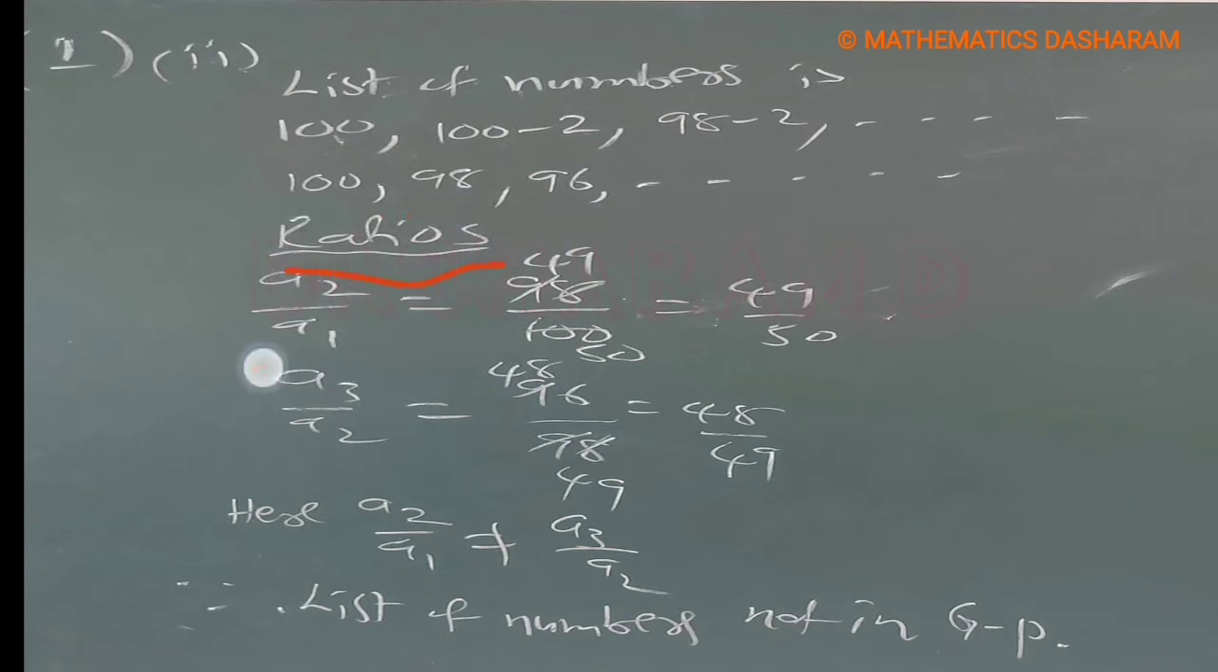So the ratios: A2 by A1 is 98 by 100, which equals 49 by 50. A3 by A2 is 96 by 98, which equals 48 by 49. So here the ratios are different. So A2 by A1 is not equal to A3 by A2. So then the list of numbers is not in GP.